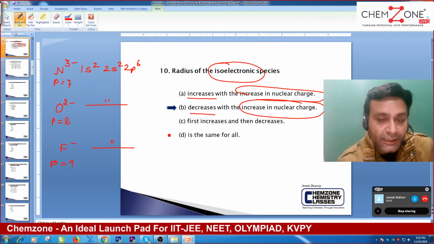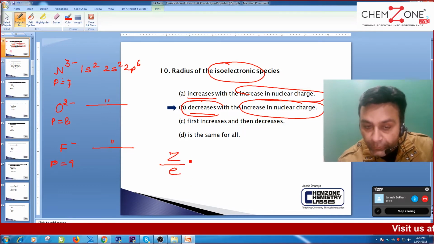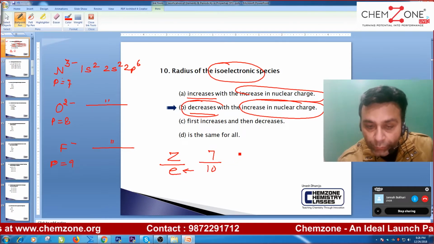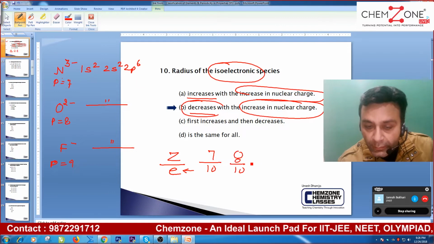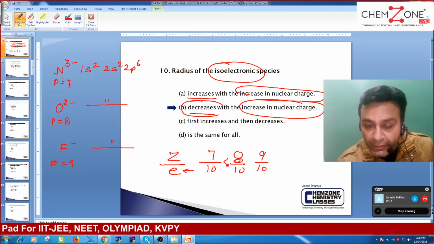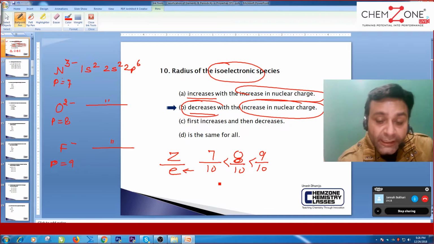So as the nuclear charge increases, the radii will decrease. Attraction will increase. Oh, sorry, I can say the nuclear charge per electron will increase. Electrons are constant here, 10. But earlier for nitrogen, this is equal to 7 by 10. For oxygen, it is equal to 8 by 10. For fluorine, it is 9 by 10. You can say the nuclear charge goes on increasing per electron. As the nuclear charge increases, the attraction will increase and the size will decrease.